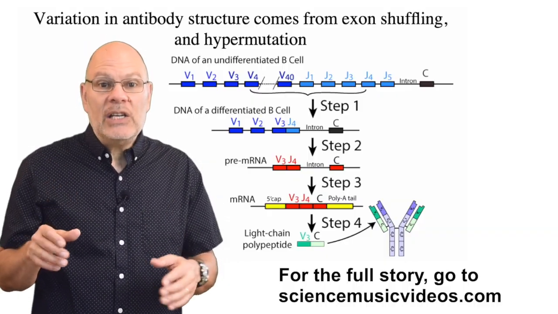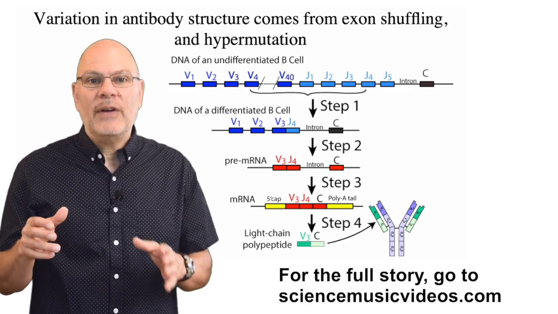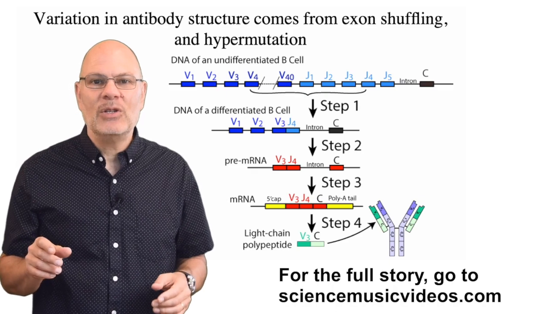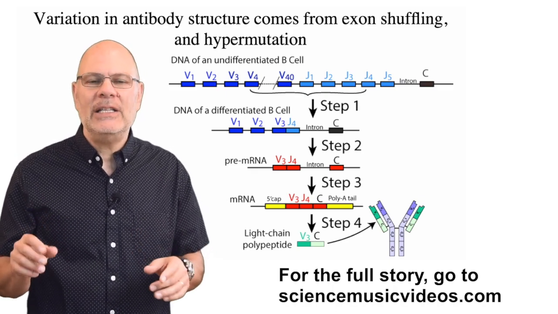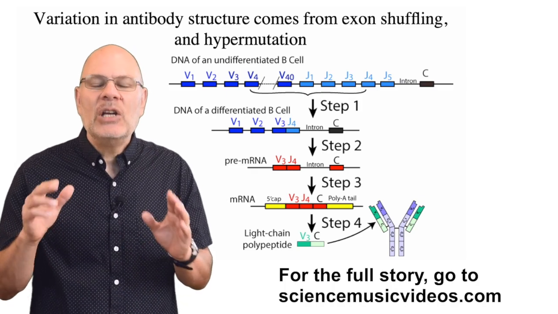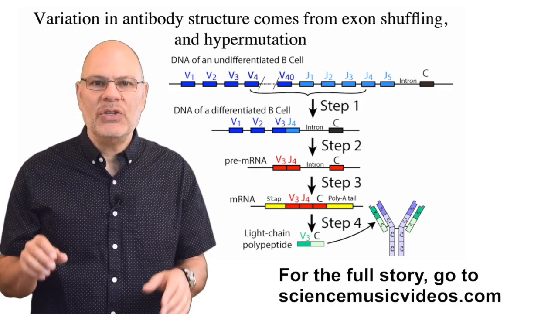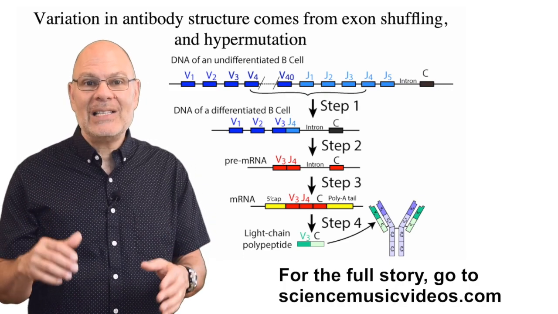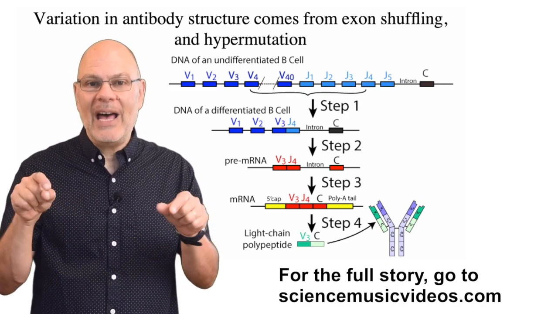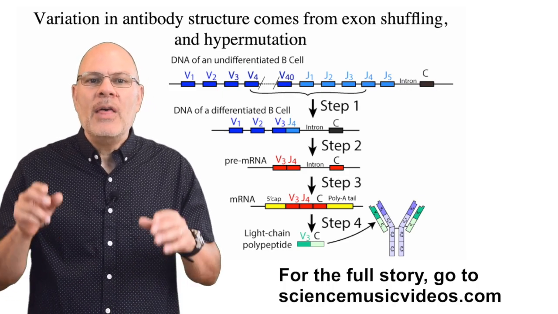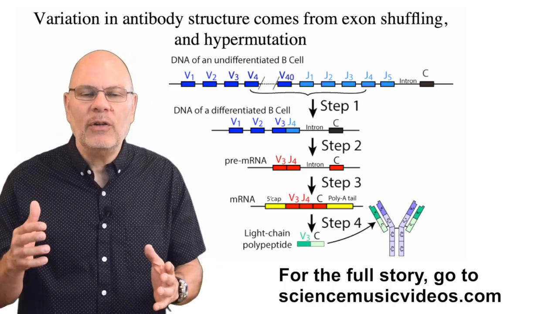The details of this could be a lesson in and of itself, and I want to encourage you to read my written explanation on Sciencemusicvideos.com. But here's the basic idea. The genes for receptors, and therefore antibodies, consist of many different exons, separated by introns. If you need a review of introns and exons, I have a separate tutorial about that, and I'll link it below. As B and T cells develop, the exons are randomly shuffled around.